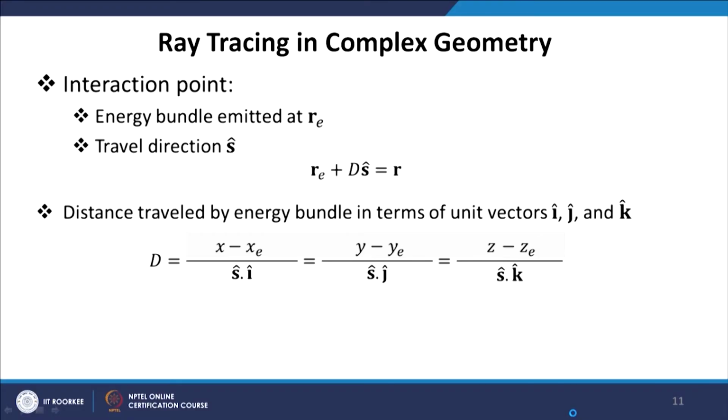We have to move the photon. Now, the energy bundle was initially emitted at a location RE, and finally it is moving in direction S cap.